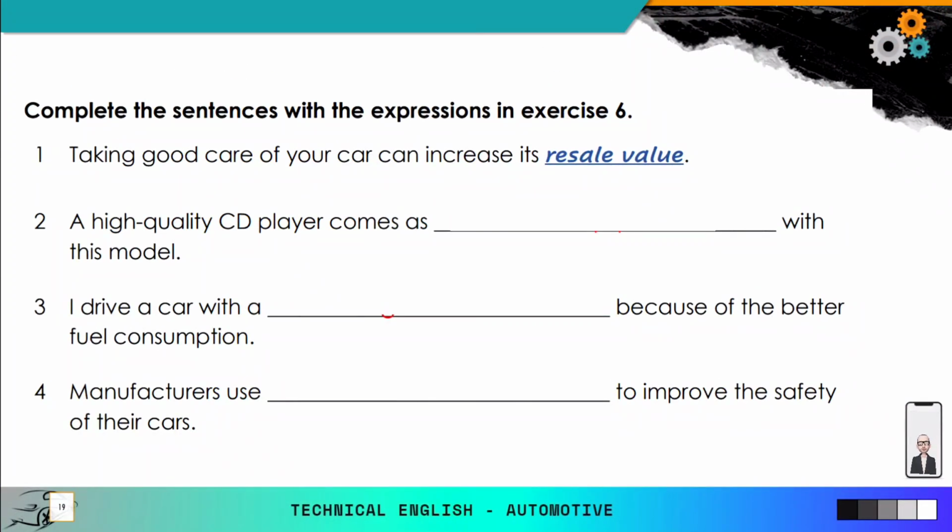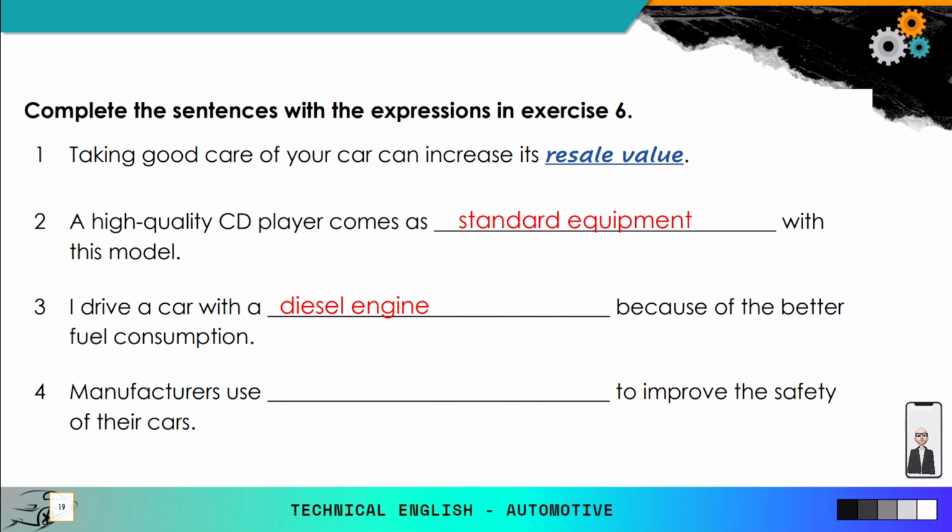So here what we have is missing words in the sentences. Taking good care of your car can increase its resale value. Number 2, a high quality CD player comes as standard equipment with this model. I drive a car with a diesel engine because of better fuel consumption. It's always important to read the second half of the sentence as well, because in many cases that's where you will find the answer. So we're talking about better fuel consumption, and that is of course a diesel engine.